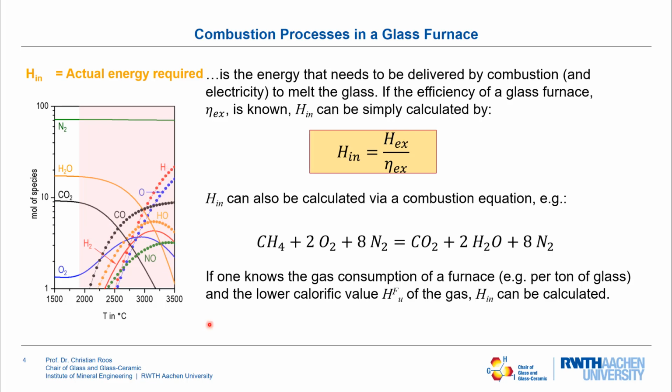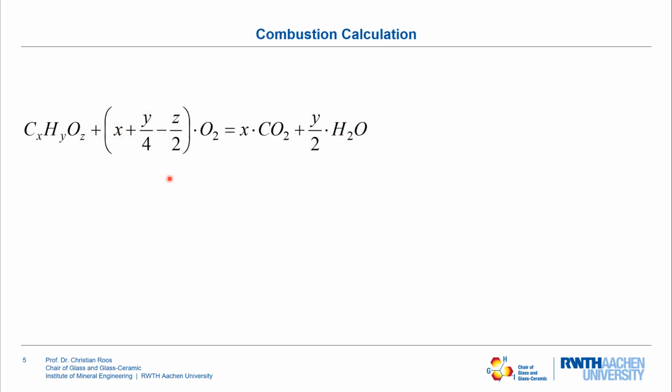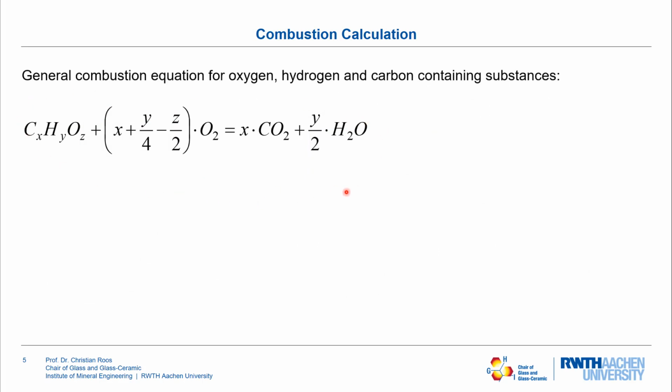For the case that we consider a full stoichiometric combustion, let's have a look at the combustion calculation. This equation here is a general equation for the combustion of any oxygen, hydrogen and carbon containing substances. So you can just fill in the numbers of the respective atoms in your molecules and readily calculate the CO2 and the water that is generated in this stoichiometric combustion process.